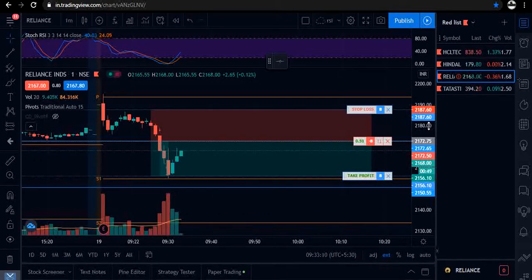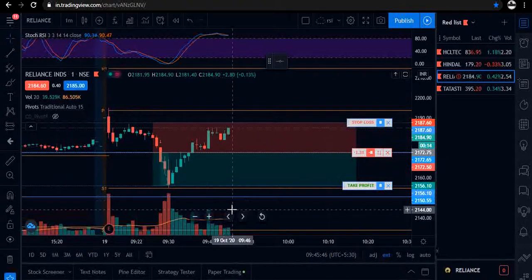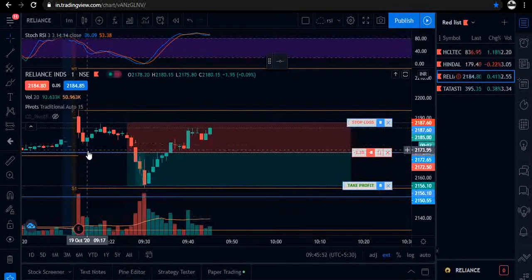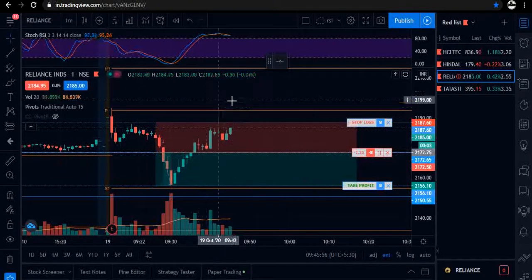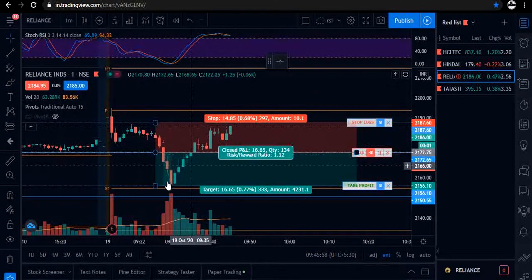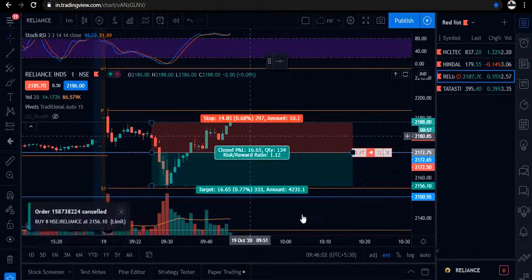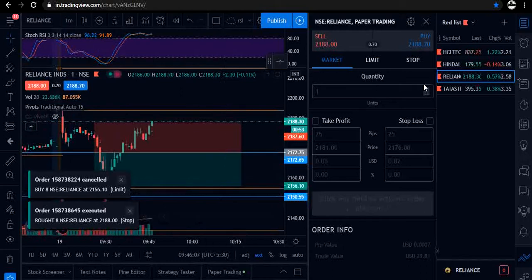So now I'm pausing the video. I'll update you after some time. So traders, here you can see this is what happens when we make a silly mistake. Now the price is spending time near our stop loss, and now coming towards our stop loss and it has got triggered. You can see here, traders.